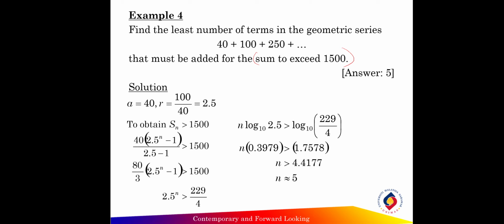So after further calculation, you will come to a point where your n is greater than 4.4177. As mentioned before, the number of terms must be a whole number. So you have to round up the 4.4 to 5. Although it's not up to 4.5, you still have to round up, not round down.